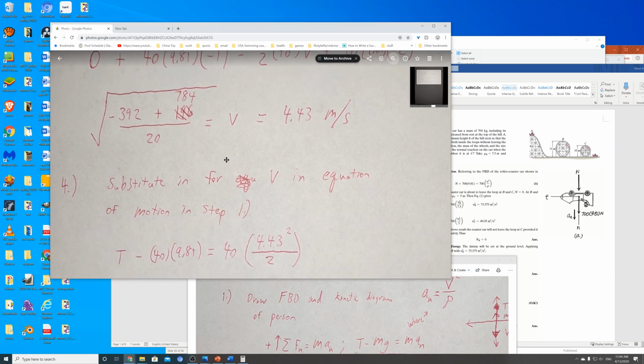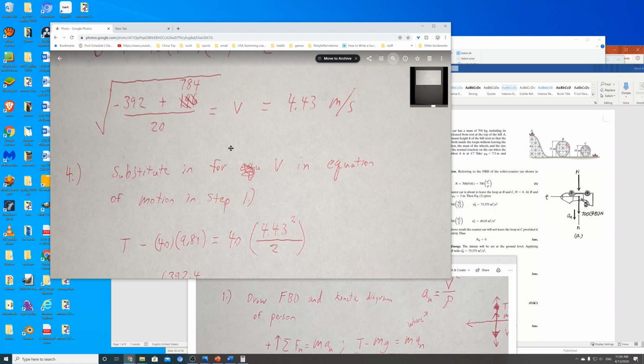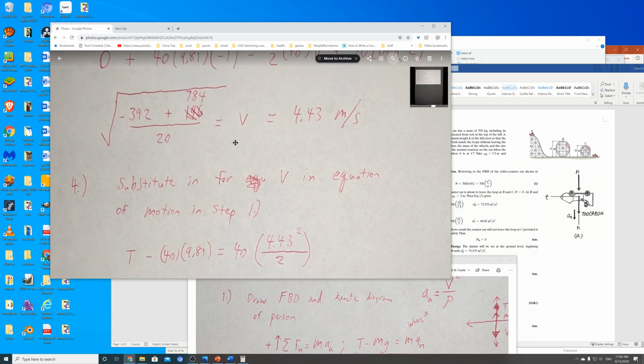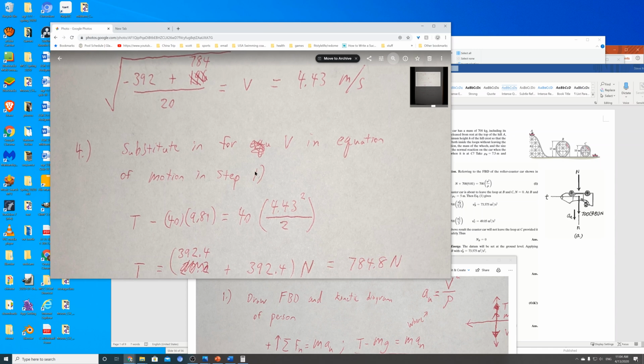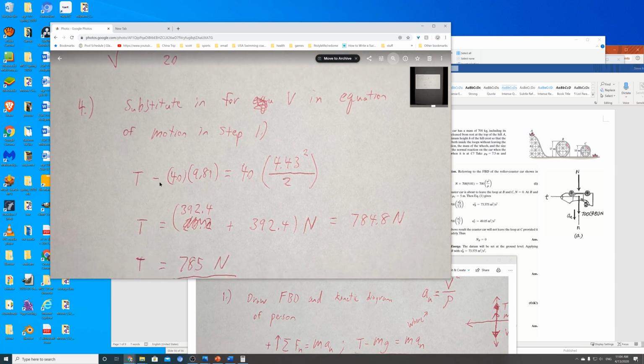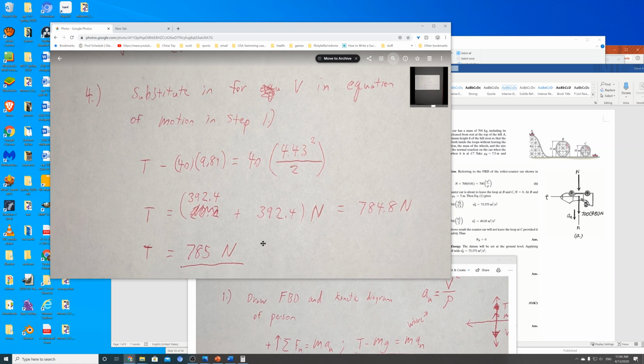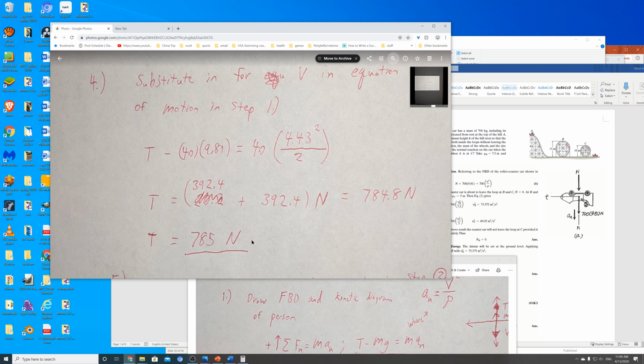The next thing we'll do is substitute back into our motion equation, which was what we found, or set up, in step 1. It's just the tension minus the weight going down is equal to mass times acceleration, here's my mass times our normal acceleration at that point, okay? So I substitute in for the velocity, and this is just an intermediate step, and we come up with 784.8 newtons. I made it 3 significant figures and came up with 785 newtons.